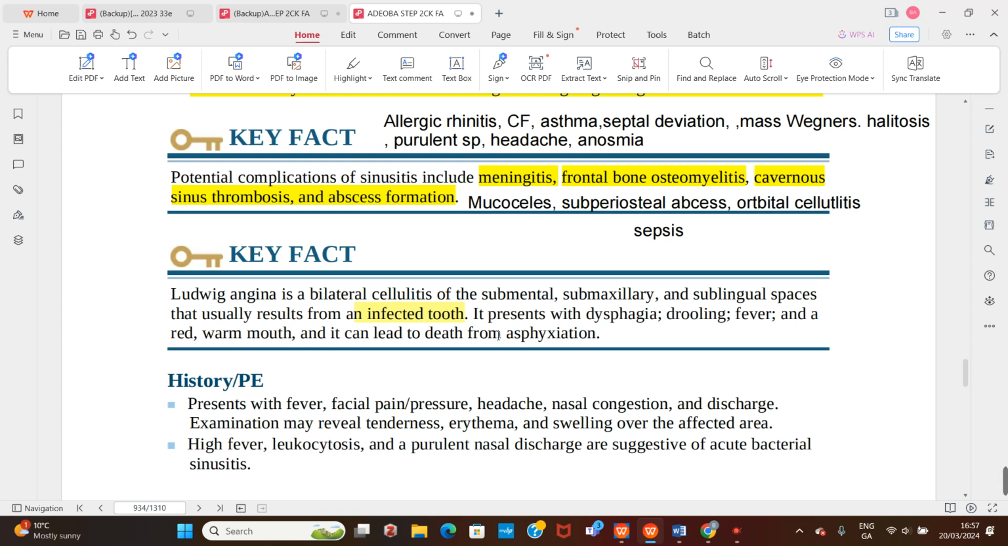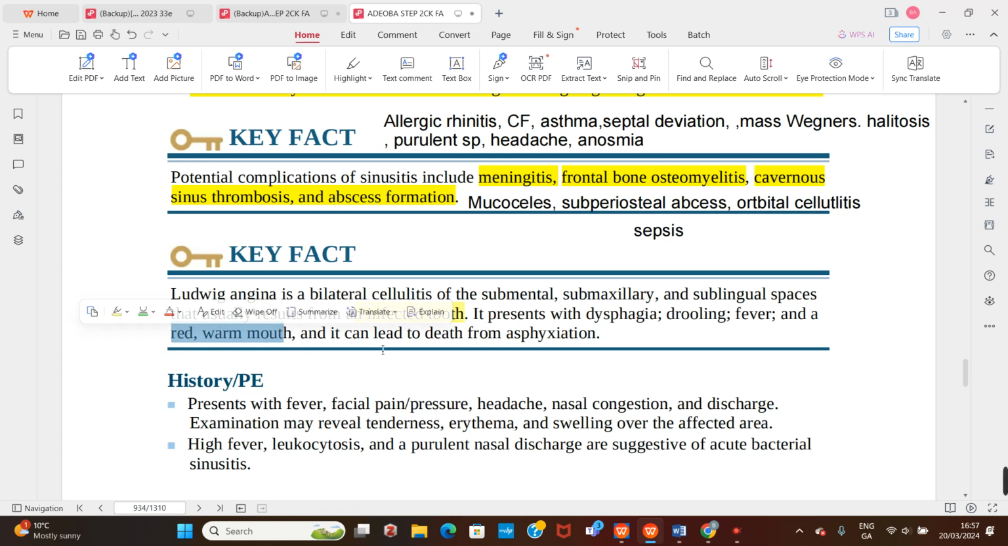when you try to open the mouth, they might experience trismus. Sometimes you notice that the floor of the mouth is elevated. They have a very painful, swollen part of the neck. The tongue falls backwards, so it's very difficult for them to swallow. It's very difficult for them to speak. They drool saliva, and you see the mouth is red, warm, and tender. So something is going down there.